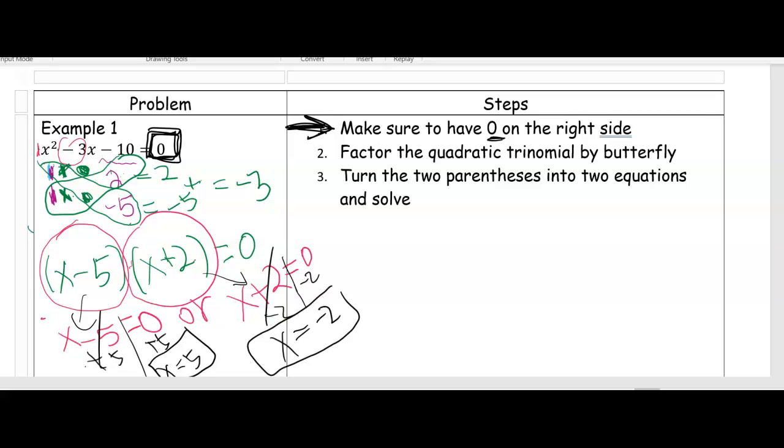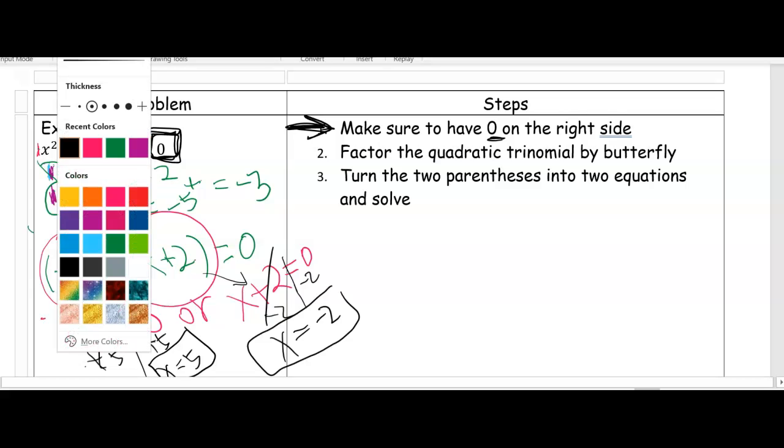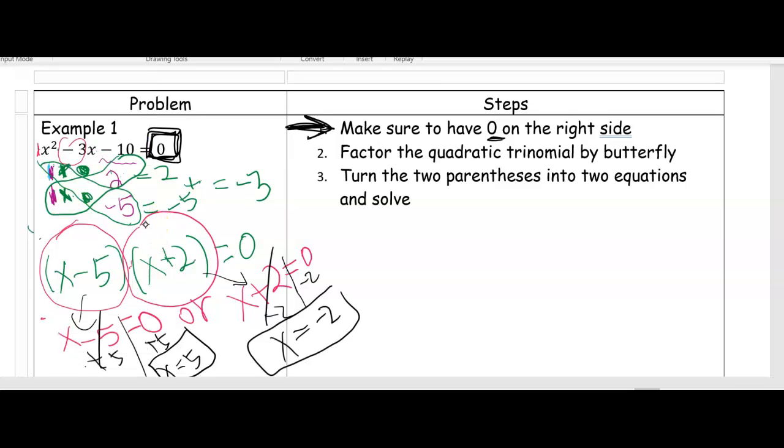what the solutions mean? It means if you plug 5 into x in the place of x in your original equation, it's going to make the equation true. So let's check it. Change the color. So if x equals 5, when you see x, you turn it into 5.